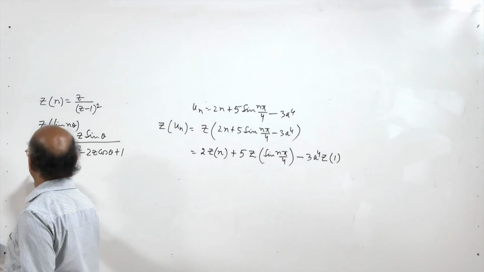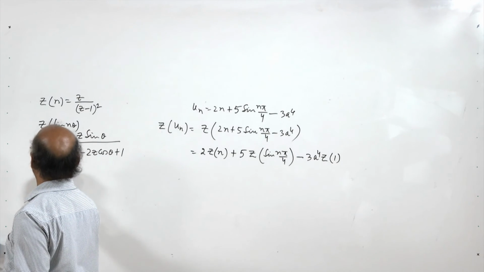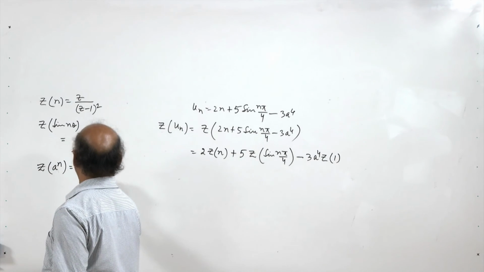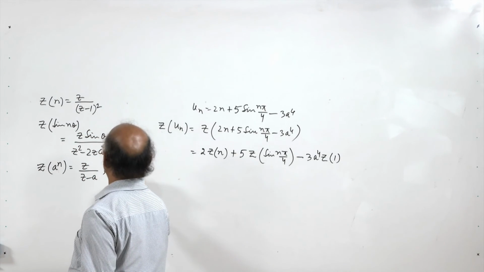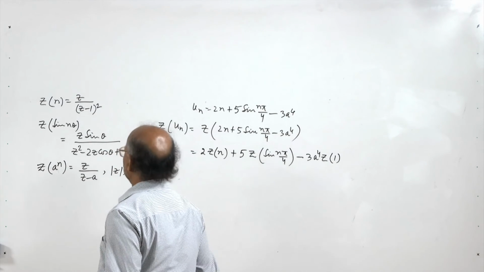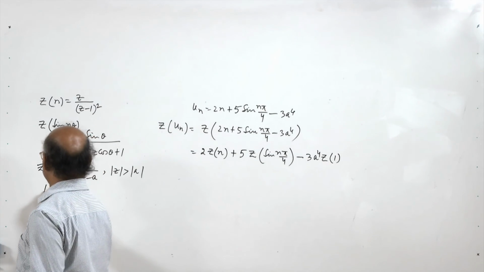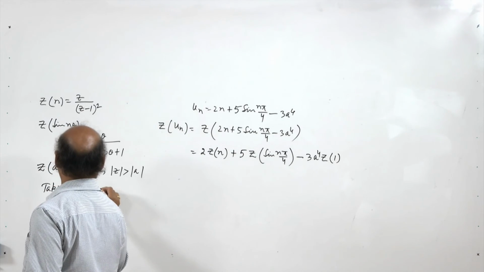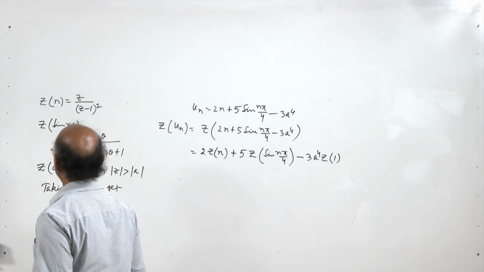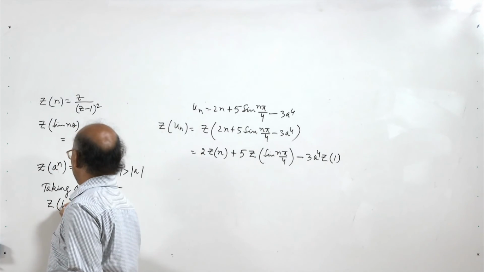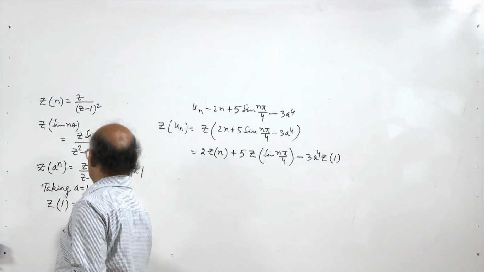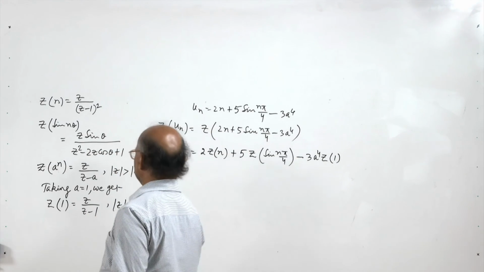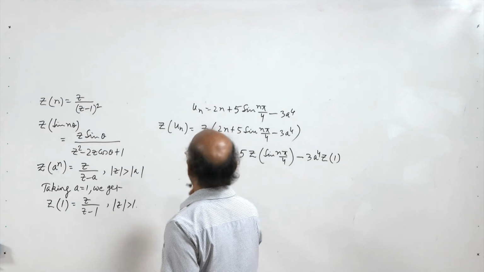So let us recall that the z transform of a to the power n is equal to z over (z minus a), provided mod of z is greater than mod of a. So here let us take a equal to 1. So taking a equal to 1, we get 1 to the power n, that is 1. So the z transform of 1 is equal to z over (z minus 1), provided mod of z is greater than 1. Okay. So now let us put these values here.